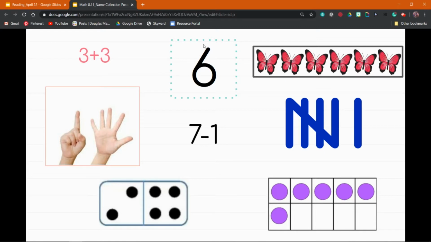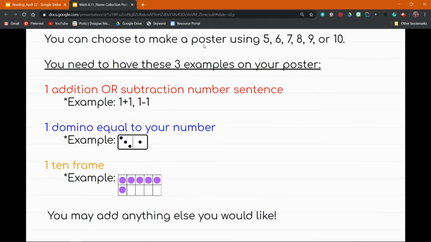So your job today, guys, is to create your own number poster. Your job today would first be to pick the number that you want to show on your number poster. You may choose the numbers 5, 6, 7, 8, 9, or 10. Okay, that's the first step.